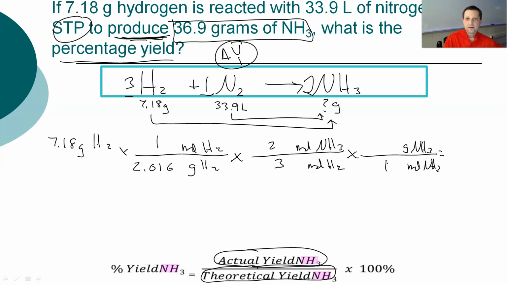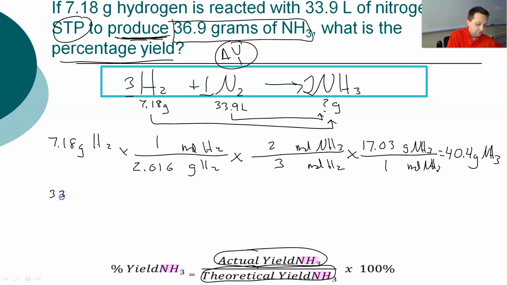And I determine the molar mass of NH3. And that is going to be 17.03 grams. So I go ahead, type it into my calculator, and I end up with a mass of 40.4 grams of NH3 produced from my 7.18 grams of hydrogen. I'm not done. I need to figure out what it would be with nitrogen. So let's go ahead and start out with that.